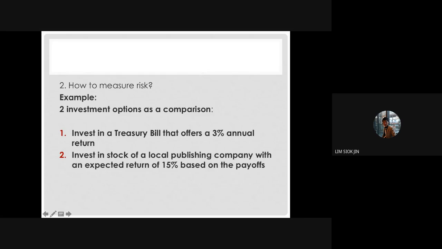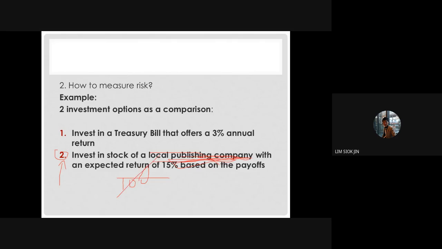So we look at the second alternative. You can put money in a stock, okay, 买股票 of a local company with expected return of 15% based on the payoff. Now you can put your money here, and instead of 3%, you can make 15%. Wow, very good, you say. So good, high return. That means if I put $100, after 1 year, I'll get $15. So much higher. Of course, I choose number 2, right? But let's say you confirm and you put your money into number 2, after 1 year, local publishing company, publishing means like printing. Let's say after 1 year, this publishing company bankrupt, no more. So what happened to your $100?